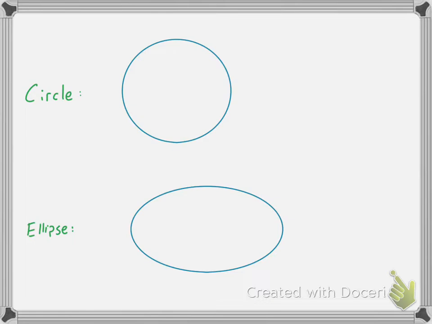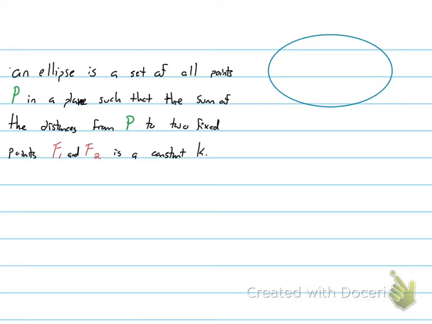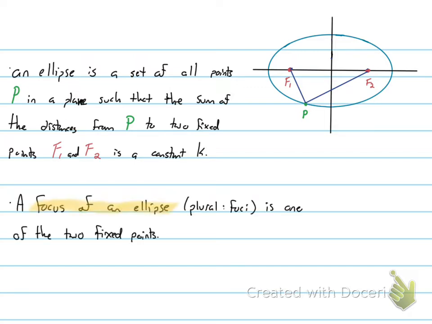There are some different properties that we're going to talk about here and learn how to make an equation for them. An ellipse is a set of all points P in a plane such that the sum of distances from P to two fixed points, F1 and F2, is a constant K. If I had my two focus points and then a point P on that ellipse, those blue lines that I drew, the sum of their distances would be the same as if I drew my point P here. It would be the same if I drew it here or here. That idea is how we make that perfect oval, or perfect ellipse. The focus of an ellipse, plural foci, is one of the two fixed points. These are the ones I'm talking about.